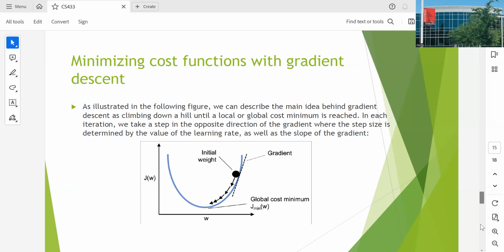So our goal is to find this global minimum cost point. How do we find it? We are not going to do the math derivative. Gradient descent is what? You set up the initial weight, just a random value. And then you know the slope. Slope is gradient. It's called gradient.